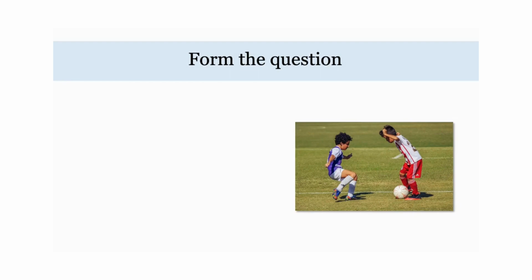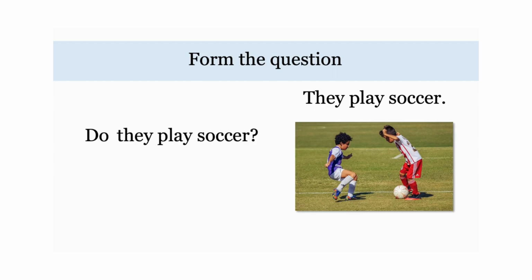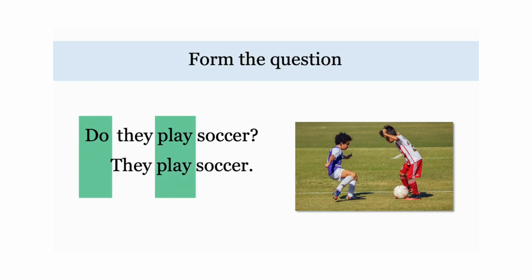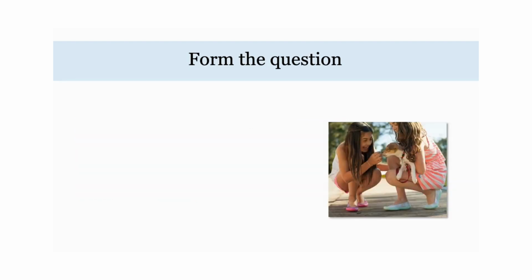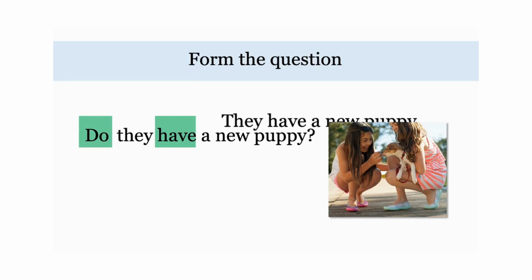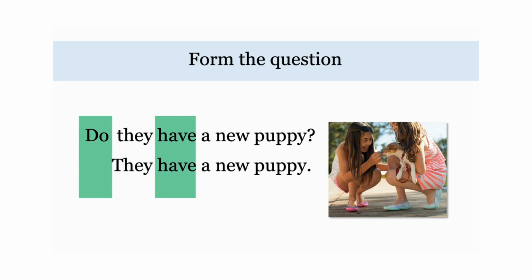Let's practice. You will see a sentence on the right. They play soccer. To make the question, use do. Do they play soccer? Okay, now look. We've got do and the subject they and play. And if you look at the sentences together, do they play soccer is the same as they play soccer with the do at the beginning. Form the question. Here the sentence is, they have a new puppy. Okay, start with do because do goes with they. Do they have a new puppy? And again, you've got do, subject, and the main verb in simple form, and you can see that they match up.